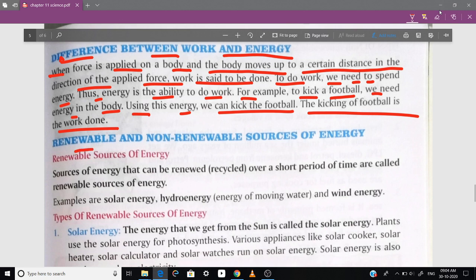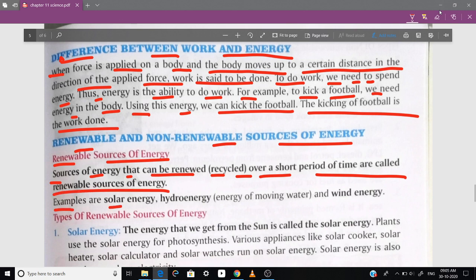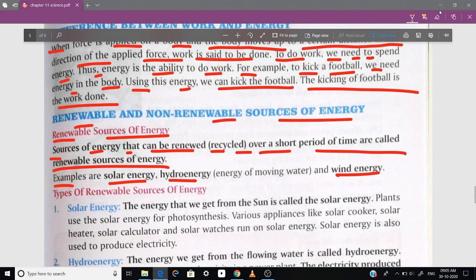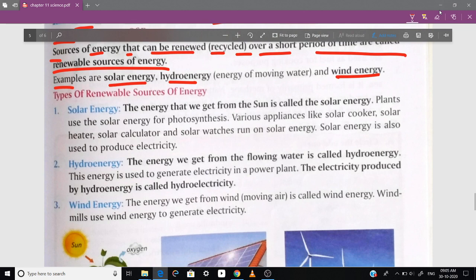Renewable and non-renewable sources of energy. First, we will understand what renewable sources of energy are. Sources of energy that can be renewed, meaning recycled over a short period of time, are called renewable sources of energy. For example, solar energy, which we get from the sun, hydro energy, which we get from moving water, and wind energy, which we get from moving air. So we can recycle it again and again. That is why it is called renewable sources of energy.